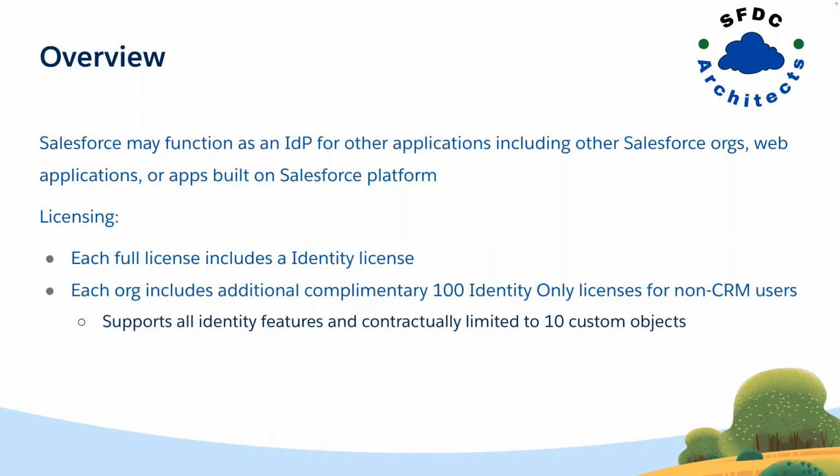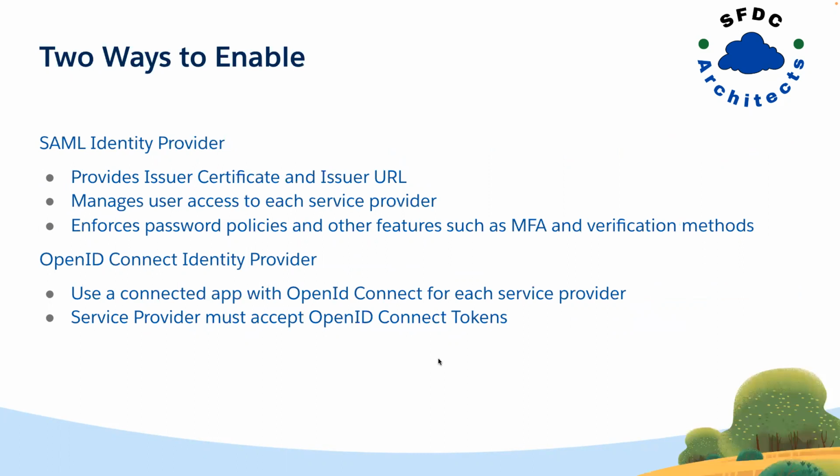It comes included. There is a nifty little add-on where these identity-only licenses include 10 custom objects, but it's a contractual limitation. It's not enforced on the org. If you go over that and Salesforce does an audit, then you'll be going through contract negotiations. But before that, you can do 10 custom objects, and the identity features include single sign-on, MFA, identity verification, and all the other things we've been talking about so far. That's the overview.